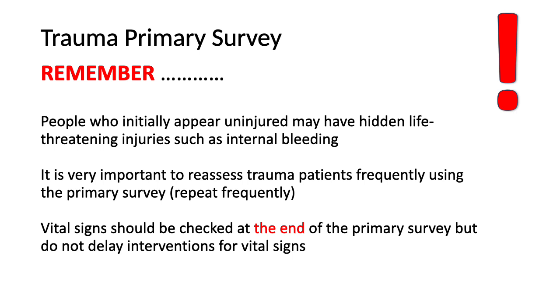Remember, whenever you are assessing patient with trauma during primary survey, people who initially appear uninjured may have hidden life-threatening injuries such as internal bleeding. It is very important to reassess trauma patient frequently using the primary survey, and it should be repeated frequently. Vital signs should be checked at the end of primary survey, but do not delay intervention for vital signs, and we'll continue in another session.